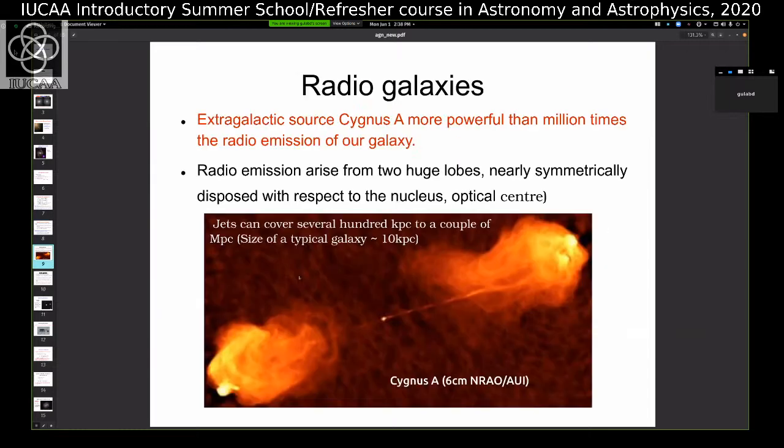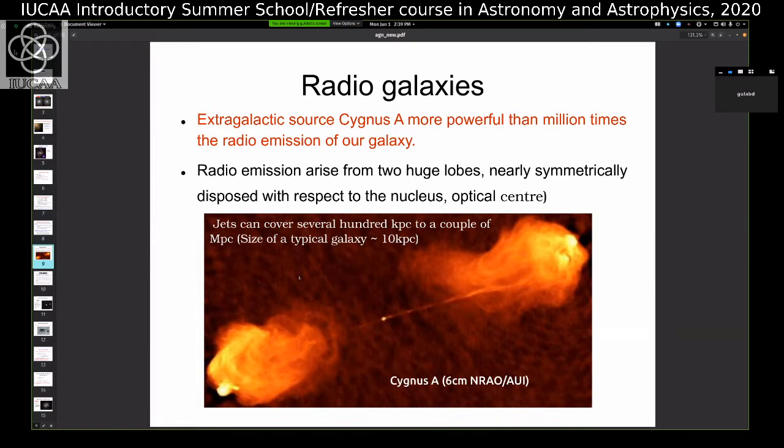So the extragalactic source Cygnus A was found to be more powerful than a million times the radio emission of our galaxy. Our galaxy has radio emission due to supernova explosions, supernova remnants. But Cygnus A, the radio galaxy, was something like a million times more powerful than the radio emission of our galaxy. So something strange was going on.